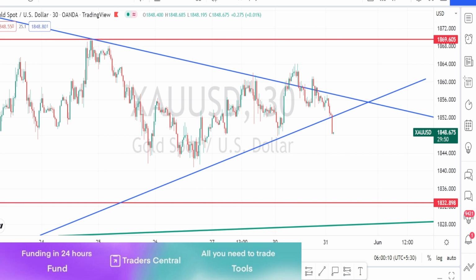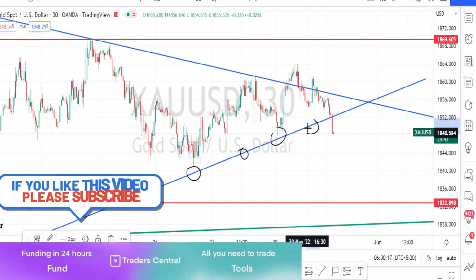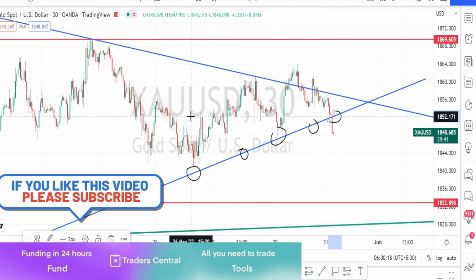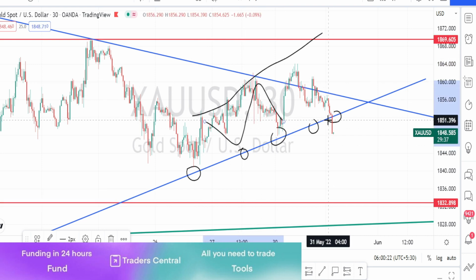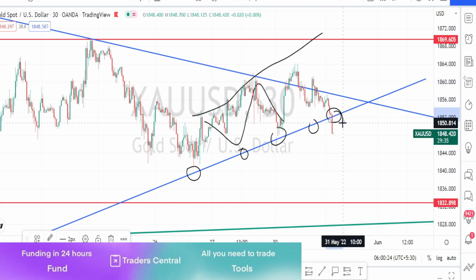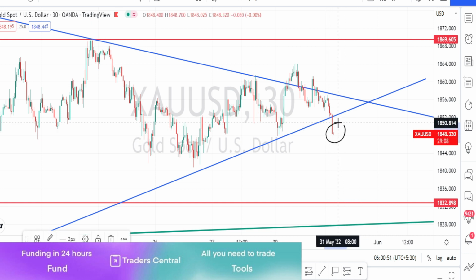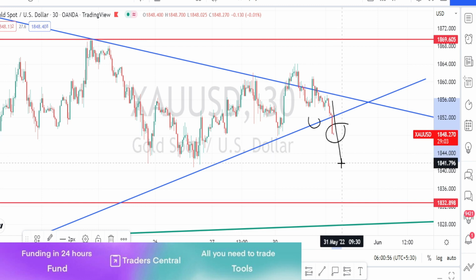In 30 minutes time frame, when we analyze the price action, previously the price action was respecting this hourly time frame trend line or the support line, and it was trading on a very nice bullish trend. Currently it has given a breakout from this trend line, and the candle has closed below this trend line, which means the bearish trend has started in 30 minutes time frame.